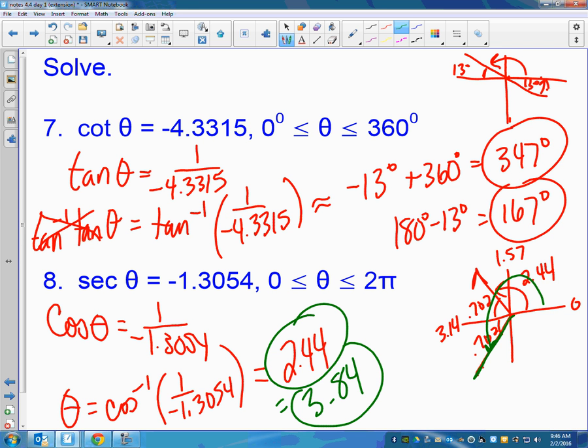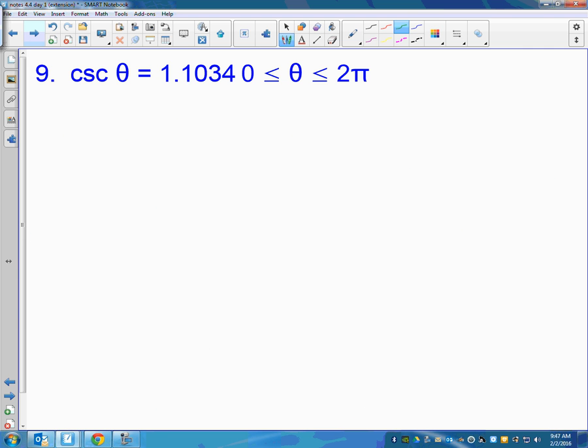What if I said 0 to 4 pi? How many answers would you have if you went 0 to 4 pi instead of 0 to 2 pi? 4 answers, because you just go around and hit those quadrants again. If they didn't restrict my answers, how many answers would I have if it just said find all the answers? Infinitely many, because I could just keep going around a circle, which is why we want to restrict what I'm doing there. So, I want you to try this one.